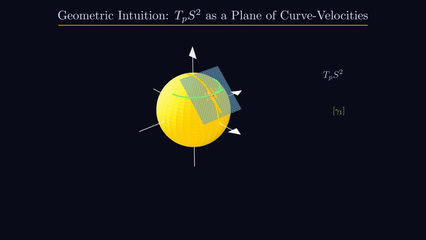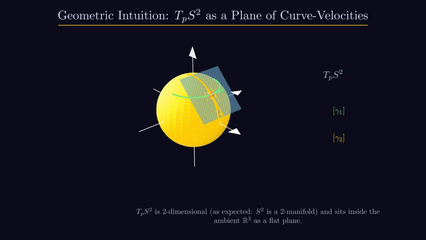At P, each curve has a velocity vector. The green arrow is the velocity of the latitude circle, pointing in the horizontal y direction. The yellow arrow is the velocity of the meridian, pointing diagonally downward along the sphere surface. Both arrows lie in the tangent plane. These two velocity vectors are two linearly independent tangent vectors, spanning the 2D tangent space. The tangent space of the sphere is two-dimensional, matching the dimension of the manifold, and sits inside the ambient R3 as a flat 2D plane through P.